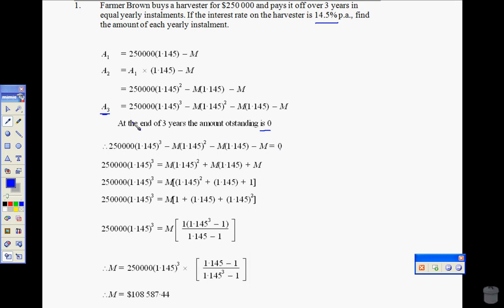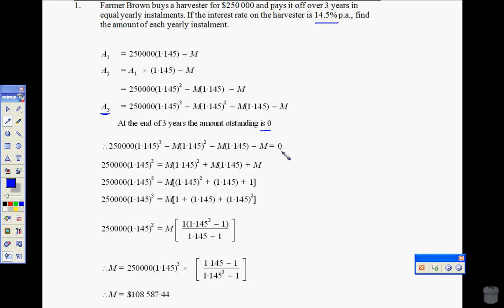As our statement stands here, we've got two unknowns, A3 and M, and we want to find M. So we've got to get to the point where A3 is equal to 0. A1 is the outstanding amount after 1 year, A2 is the outstanding amount after 2 years, and A3 is the outstanding amount after 3 years. If you've paid off the loan, the outstanding amount must be 0, so that's why we're able to make this statement and put it all equal to 0.